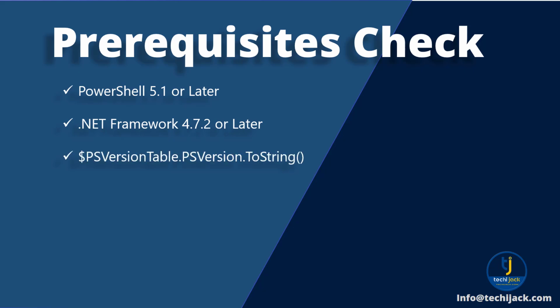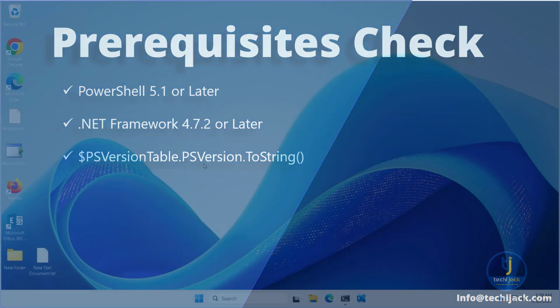Therefore, you can run the following command to check the current version of your PowerShell. Here we have already upgraded our PowerShell version to 7.5. So let's go to the server and proceed with the Microsoft Graph installation.